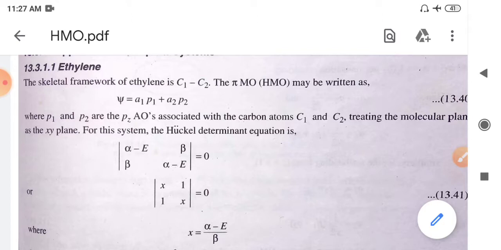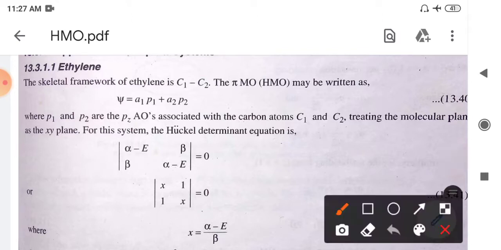So we'll start with the ethylene system first. The first step is to write down the skeletal structure for the given molecule. So for ethylene, what is the skeletal structure? The skeletal structure is without the hydrogens and the unsaturated bonds. Simply we need to write how the molecule looks in terms of carbon-carbon bonding. So it is C1 and C2.